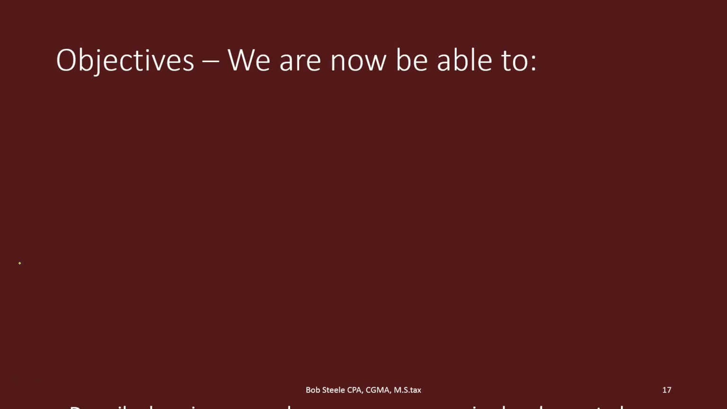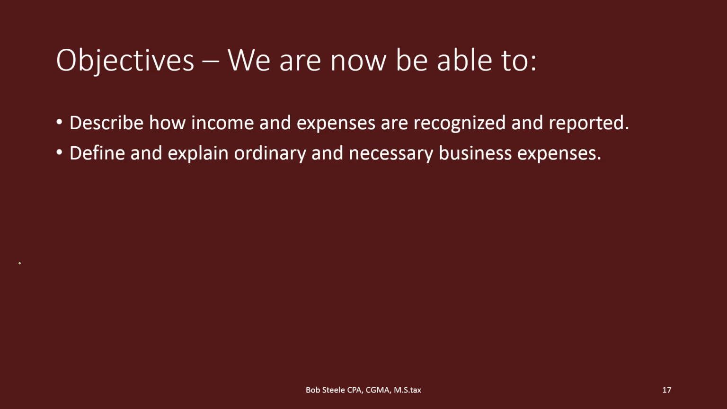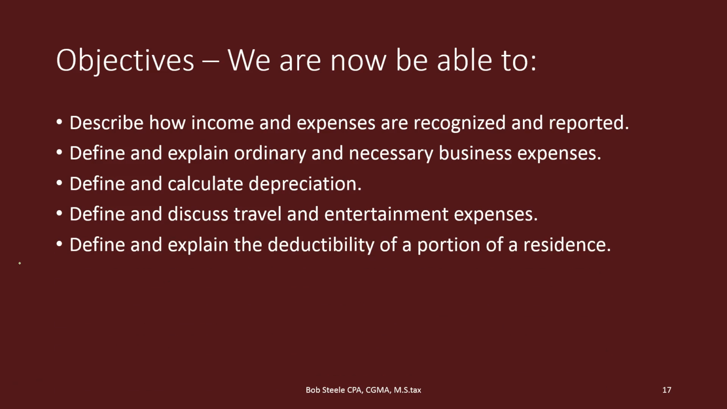So we are now able to describe how income and expenses are recorded and reported on the business income schedule. So you can define and explain ordinary and necessary business expenses, define and calculate depreciation, define and discuss travel and entertainment expenses, and define and explain the deductibility of a portion of a residence.